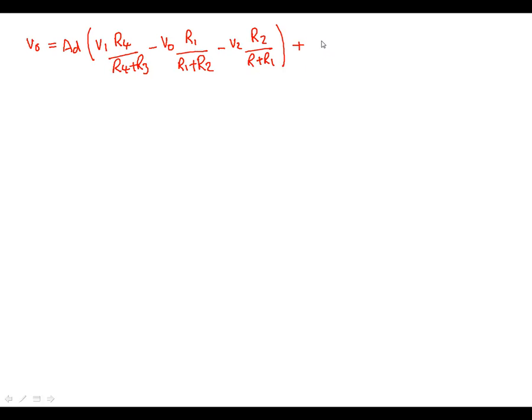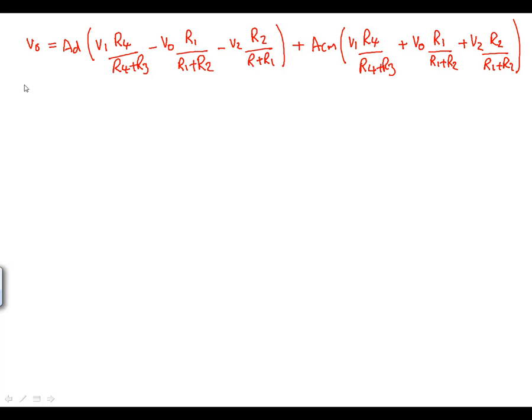Now we need our common mode gain, so we're now looking at ACM. What's my common mode? Well, I add my signals together, so I've got V1, R4 over R4 plus R3. That's my first term, and now I'm going to add into it my other term, which is V out, R1 over R1 plus R2, and I'll add to it again V2, R2 over R1 plus R2. So here I've got my first voltage, my second voltage, first voltage, second voltage, in terms of ACM and in terms of AD.